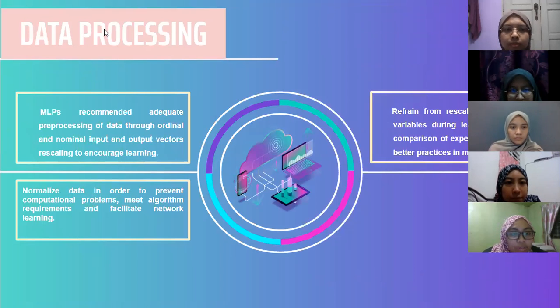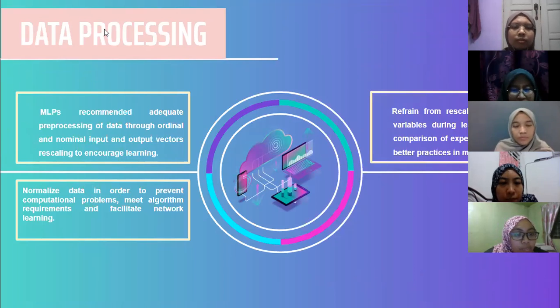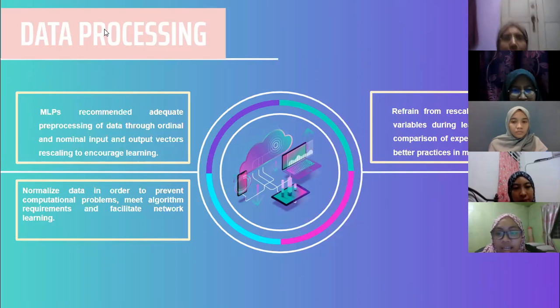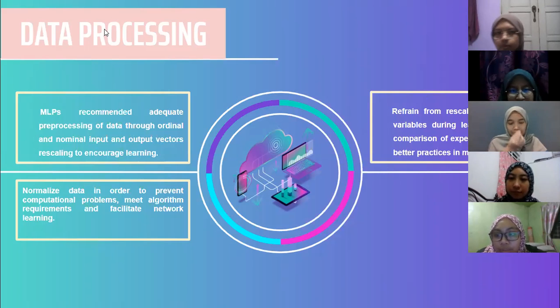Okay, the last component of experimental analysis is the data processing. Data processing recommended MLPs for the data pre-processing through ordinal and nominal input and output vectors rescaling to encourage learning. And then it normalized the data in order to prevent computational problems, to meet algorithm requirements and facilitate network learning. And then the data processing also refrained from rescaling and uses ordinal variables during learning to allow direct comparison of experiment with MLRs, with better practices in market modeling.